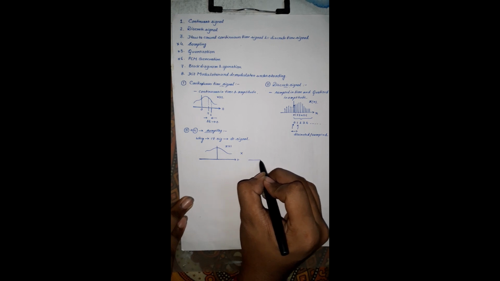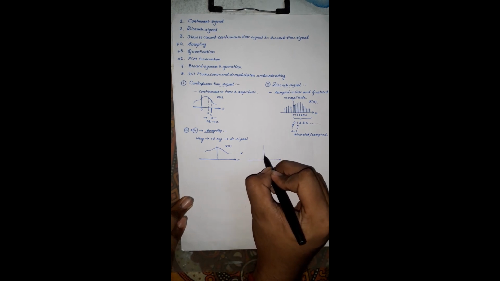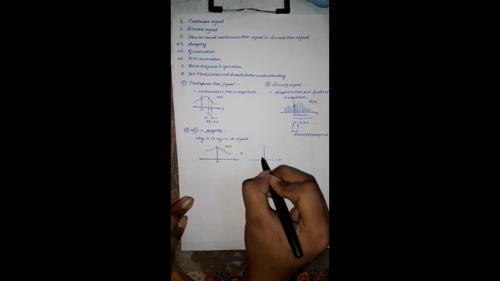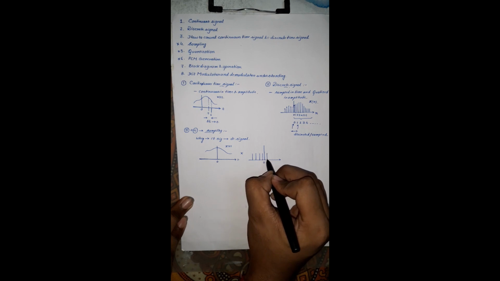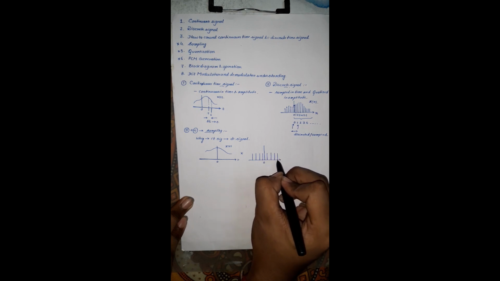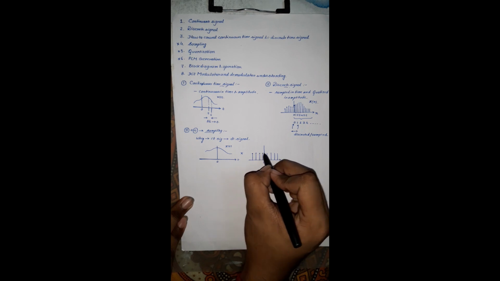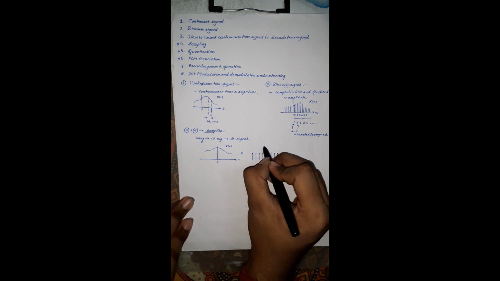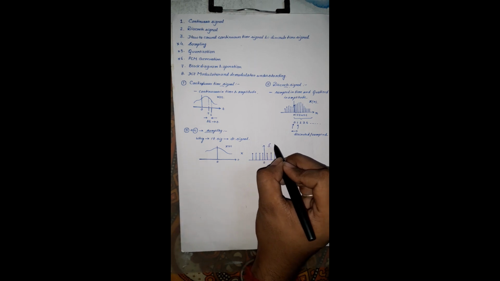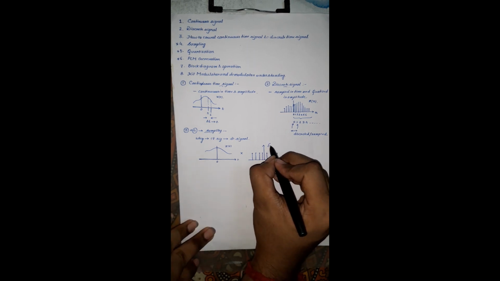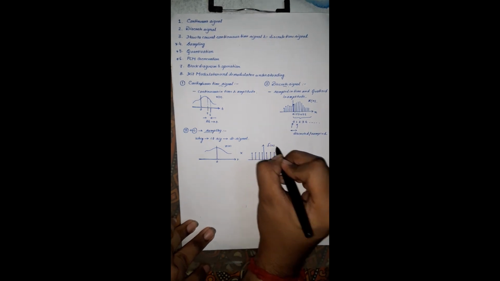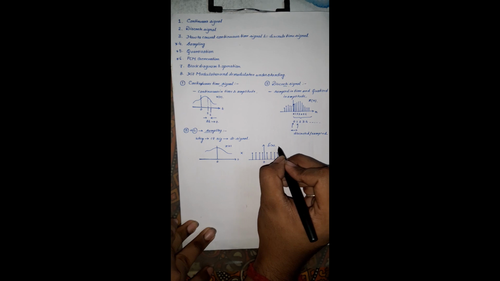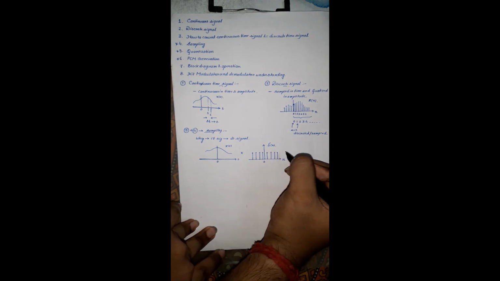We will just multiply this continuous time signal with an impulse train. We know the impulse train. This is not a single impulse, there are multiple impulses present here, and we have taken the impulse train to be in the discrete domain.